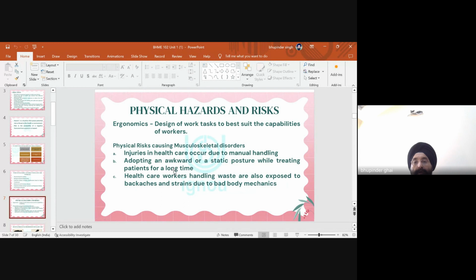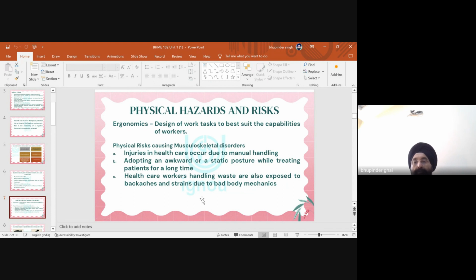Adopting an awkward or static posture while treating patients for a long time. That means during operation theater or during any procedure, when treating a patient, the physician or surgeon has to be in an awkward position for a very long time. And this may cause strain or stress on the back, on the shoulder, on the neck.